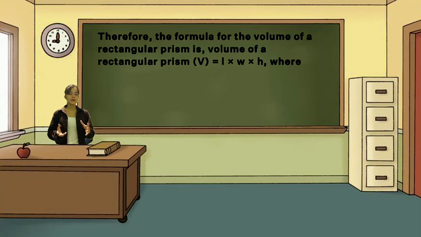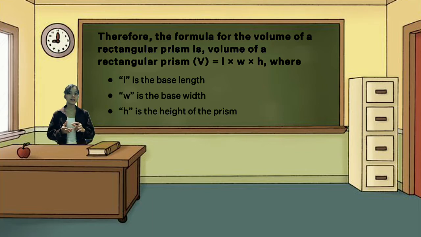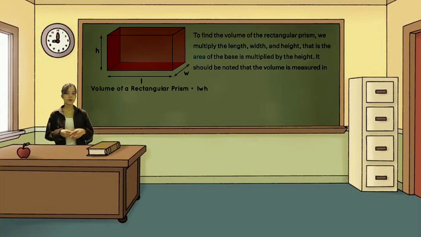So therefore, the formula for the volume of a rectangular prism is V equals L times W times H, where L stands for the base length, W is the base width, and H is the height of the prism. To find the volume of the rectangular prism, we multiply the length, the width, and the height, that is, the area of the base is multiplied by the height. It should be noted that the volume is measured in cubic units.